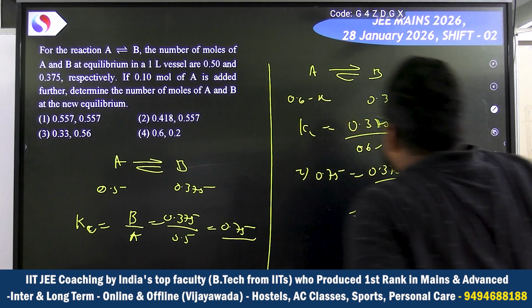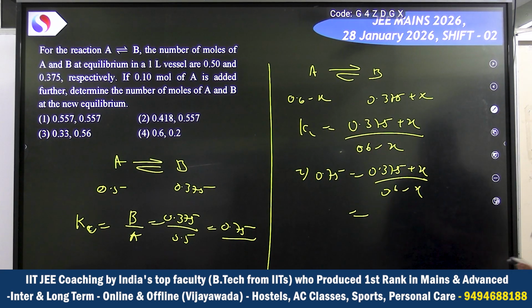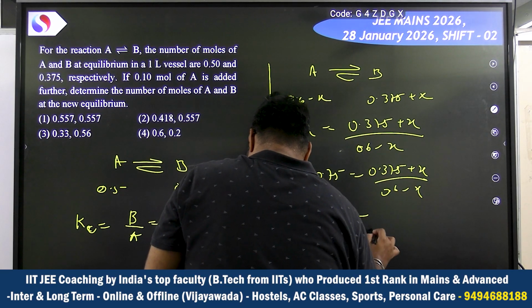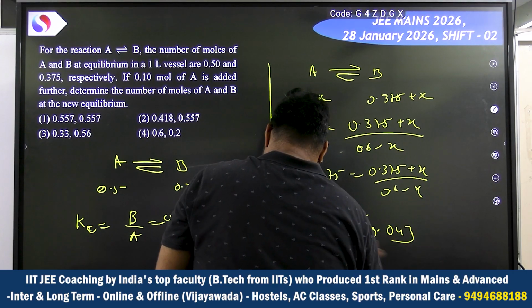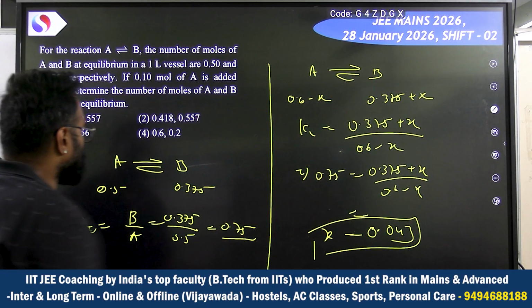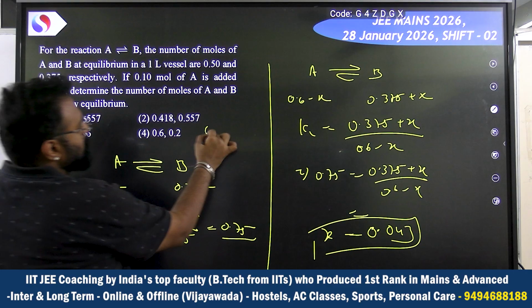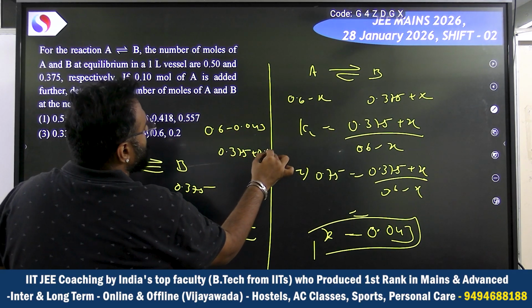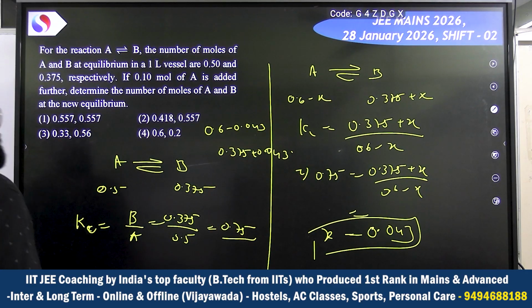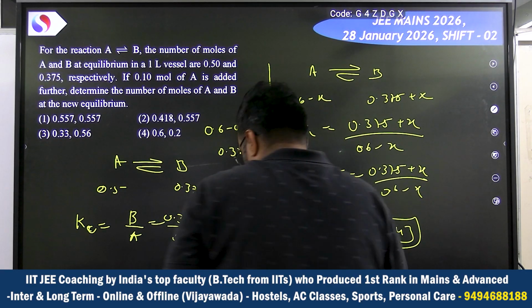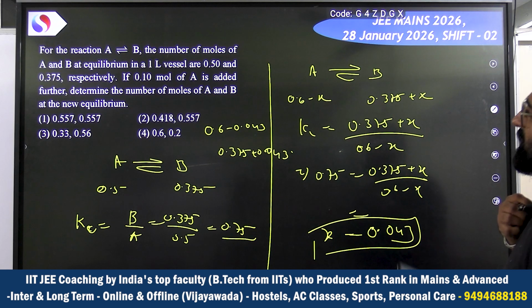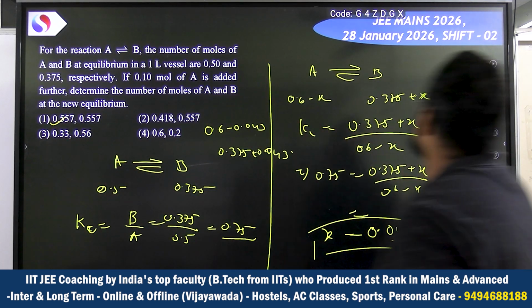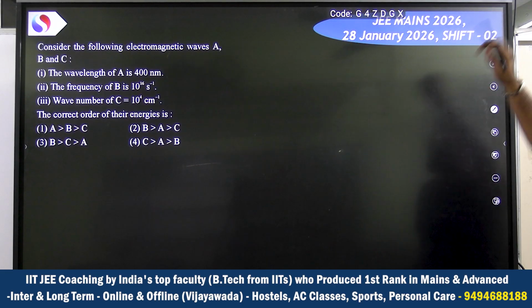On solving this, x is 0.043. So if x is 0.043, this will be 0.6 minus 0.043 and 0.375 plus 0.043. So which will be the correct option from these? The correct option will be 0.55 and 0.55. Option number 1 will be correct.